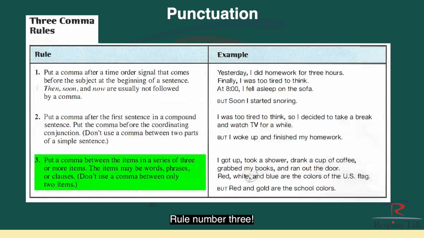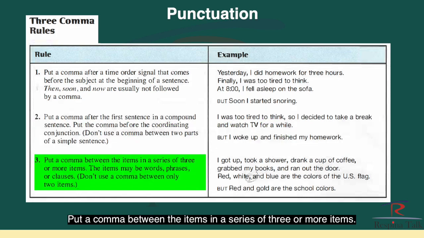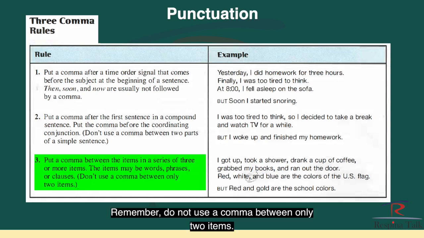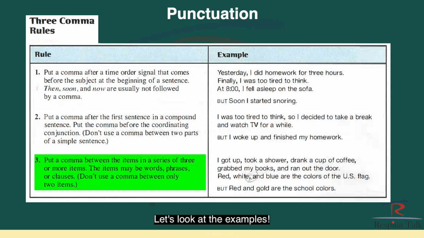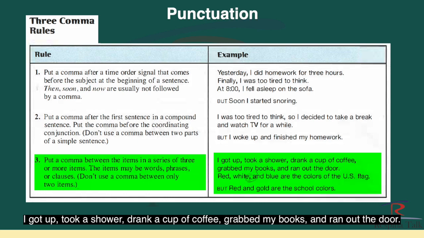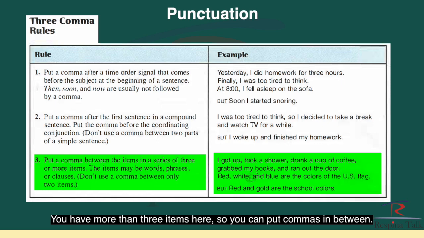Rule number 3: put a comma between the items in a series of three or more items. Now the items may be words, phrases, or clauses. Remember, do not use a comma between only two items. Let's look at the examples. I got up, took a shower, drank a cup of coffee, grabbed my books, and ran out the door. You have more than three items here, so you can put commas in between.